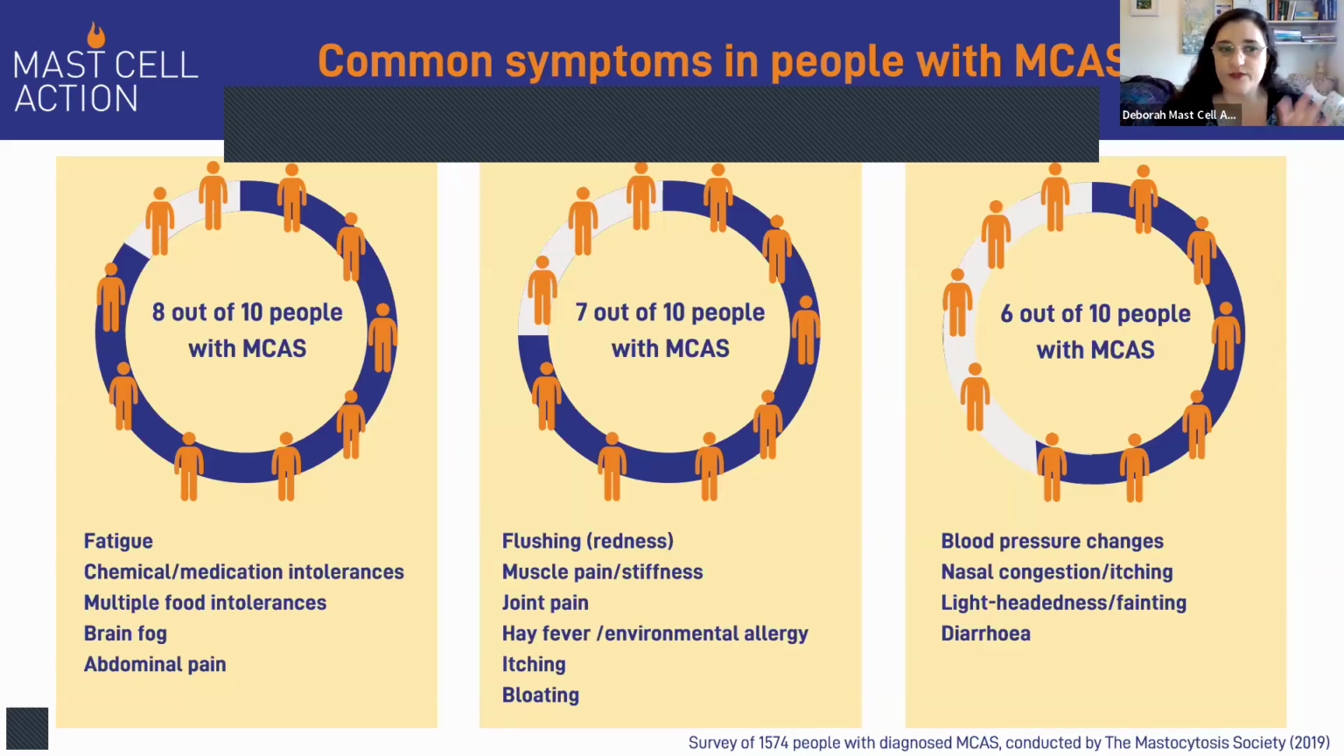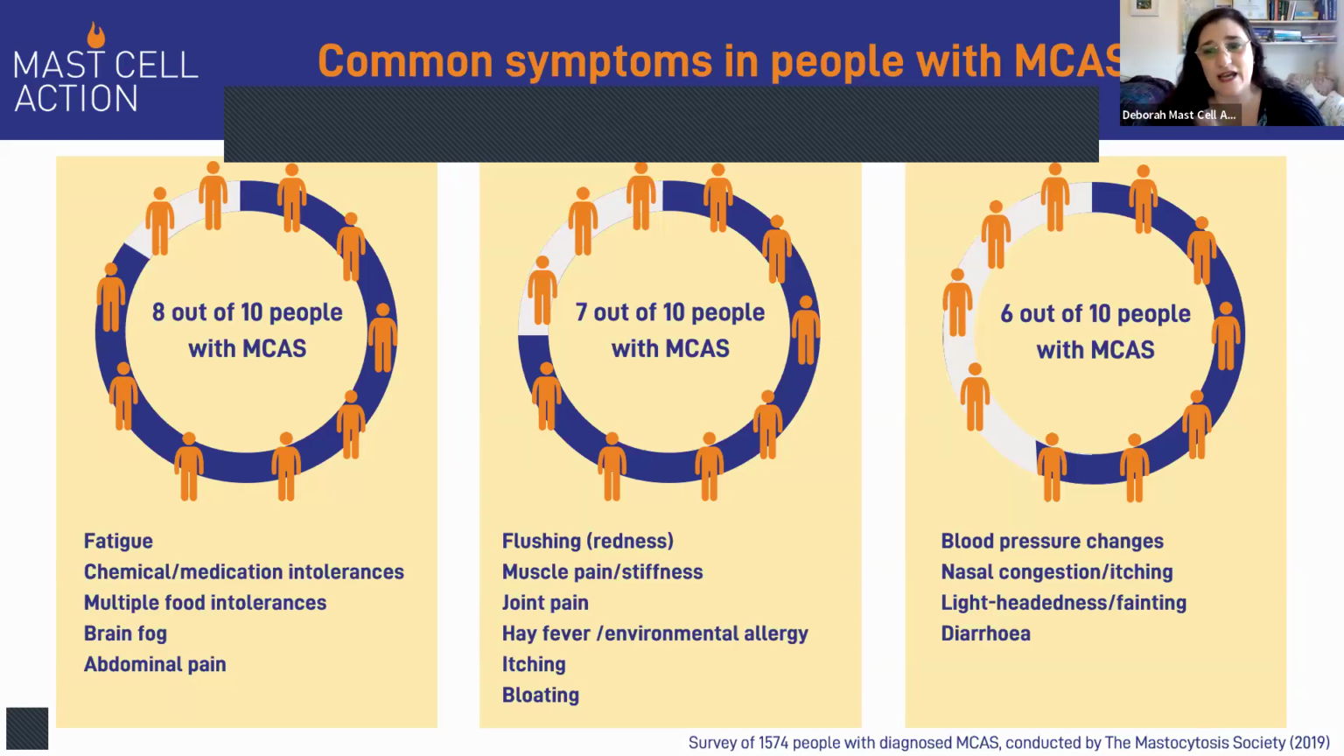So in our surveys that we've done, 8 out of 10 people with MCAS have fatigue, chemical intolerances or sensitivities, and also problems with medications and drugs, multiple food intolerances, brain fog, and gastrointestinal problems, tummy pain, things like that, very common. 7 out of 10 people get flushing, redness in their skin, muscle pain and stiffness and joint pain, reactions to environmental triggers like hay fever, itching is a really common symptom, and also abdominal bloating.